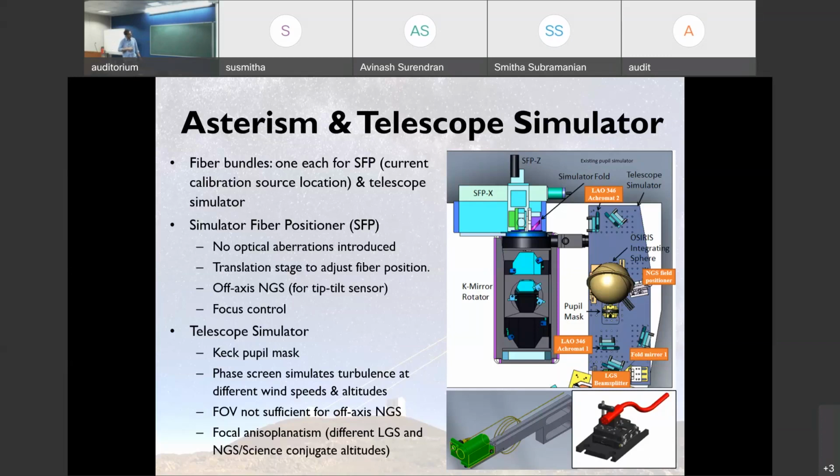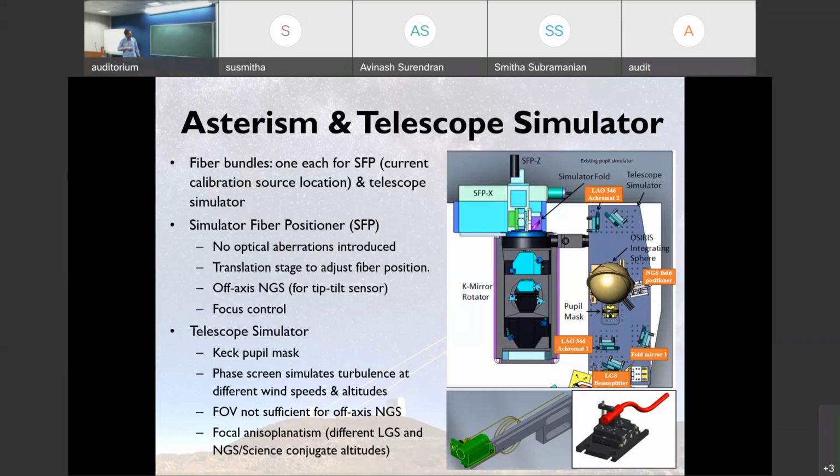So the light from the telescope comes here, and this side is the AO bench. In between, you have a set of translation stages with a fiber which can move in XYZ directions, which can position the light source for the science camera, for the wavefront sensor camera, to calibrate the different sensors.